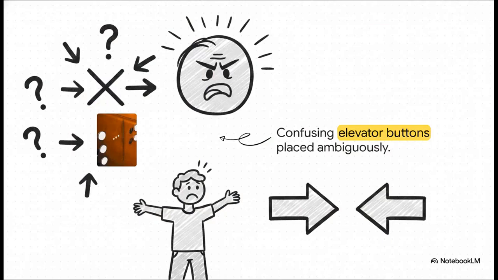But wait, this failure of visibility happens in the real world constantly too. Just look at these elevator buttons. They're placed so ambiguously between the floors that you literally cannot tell which button triggers which floor. Are you going up? Down? The system is completely failing to make the function of those controls visible to you.